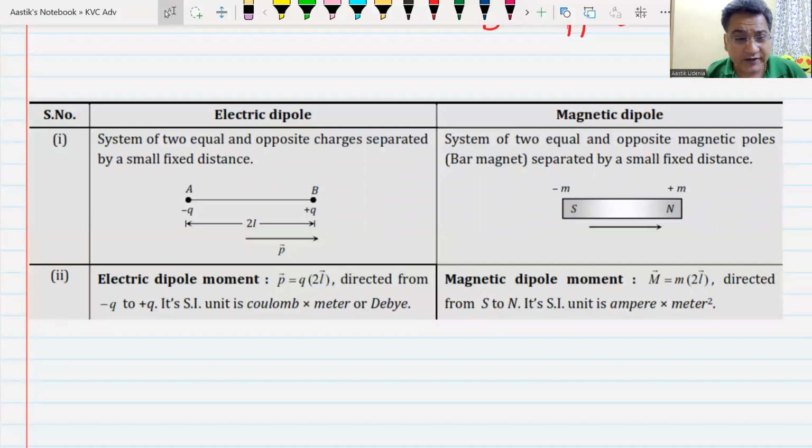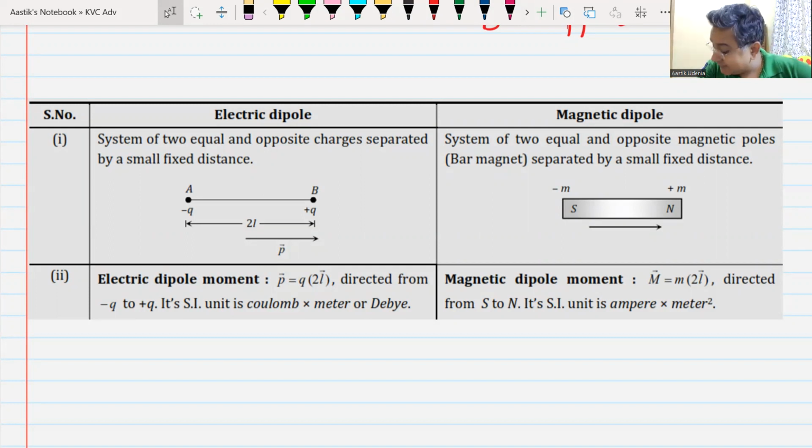And this is the table giving you the comparison between electric dipole and magnetic dipole. I think we have already discussed this, yes or no? We know this, or you want to note it down? This is in the tabular form. If you want, you can note it down.